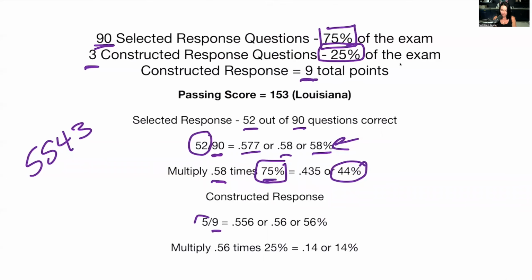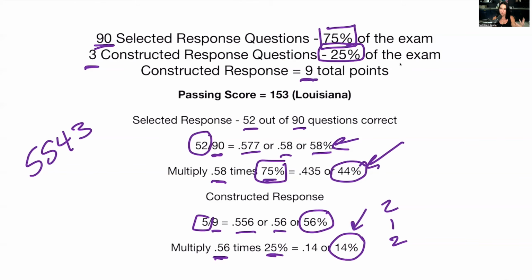And let's say that I gave myself a 5, meaning I got a 2 on the first one, a 1 on the second one, and a 2 on the last one, according to my self-assessment. All right. So 5 divided by 9 is 0.556 or 0.56 or 56%. All right. But that's not the whole test. It's only 25% of the exam. So I have to multiply 0.56 times 25% or 0.25, and I get 0.14 or 14%. Okay. So now I have the percentage that I got correct for 75% of my grade, and I got the percentage I got correct for the additional 25% of my grade.